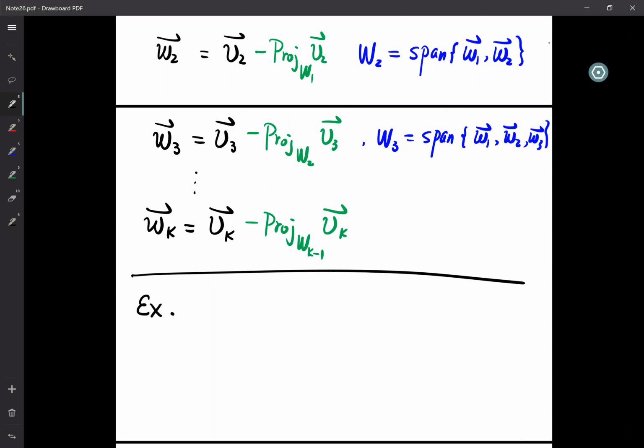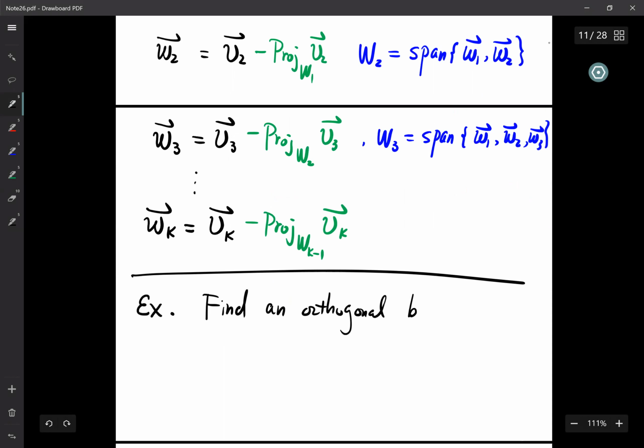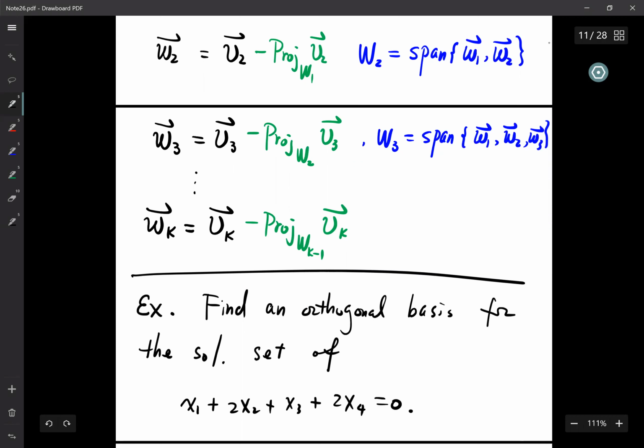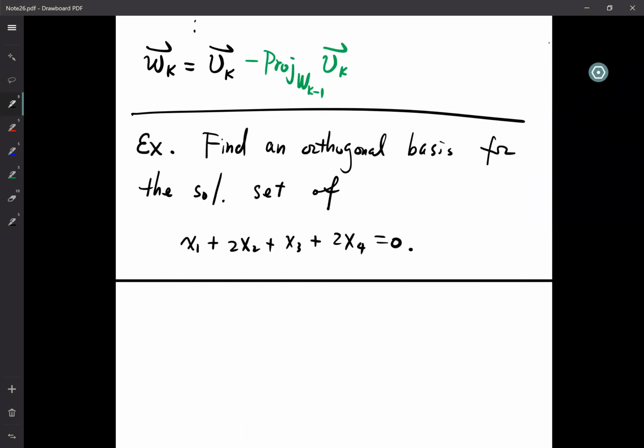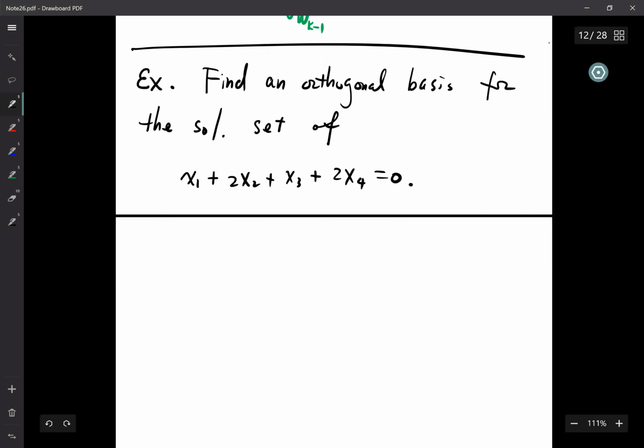Let's say we find an orthogonal basis for the solution set of the following equation: x1 plus 2x2 plus x3 plus 2x4 equals 0. So I have 4 variables and I only have one equation, so almost guaranteed that I'll have an infinite number of solutions.